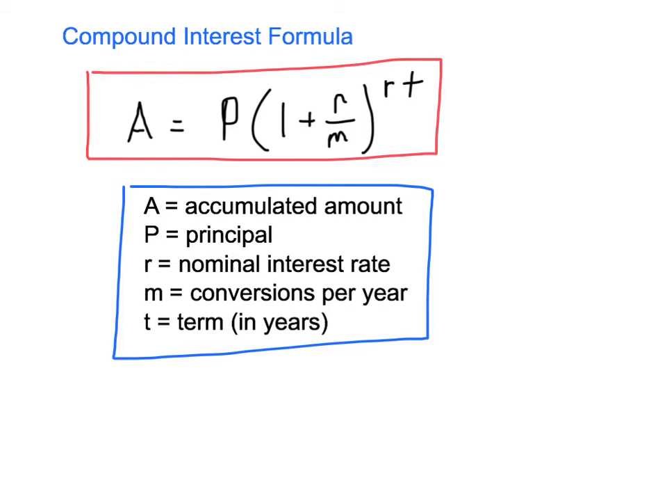So if you're going to do it annually, M would be 1, semi-annually, M would be 2, quarterly, M would be 4, monthly, M would be 12, and daily, M would be 365. Those are the usual numbers that we'll use. Finally, T is just the term, the number of years in which you're doing your calculation. So this is our compound interest formula, and let's just do a quick example on the next slide, and then we'll wrap this video up.